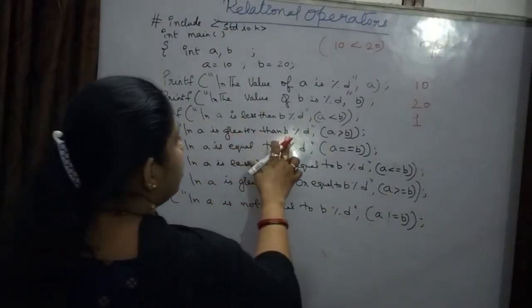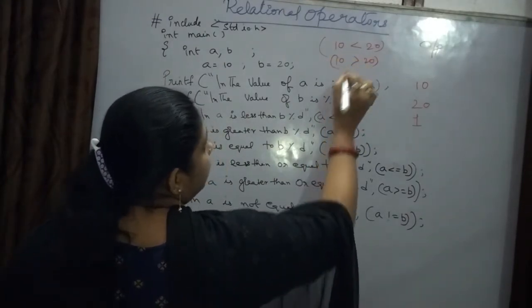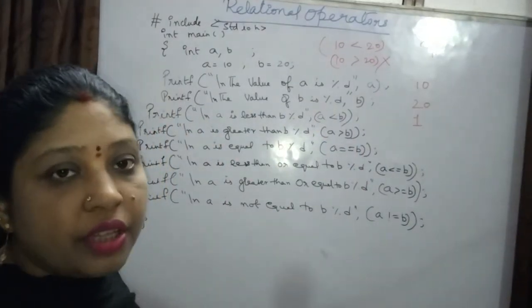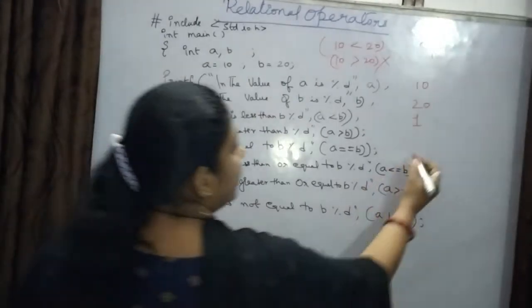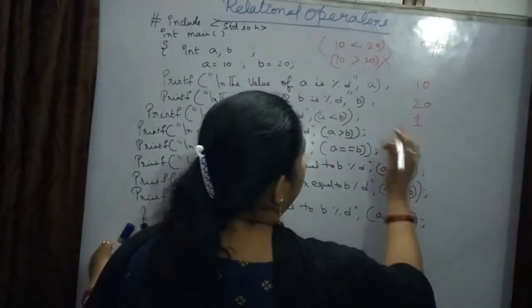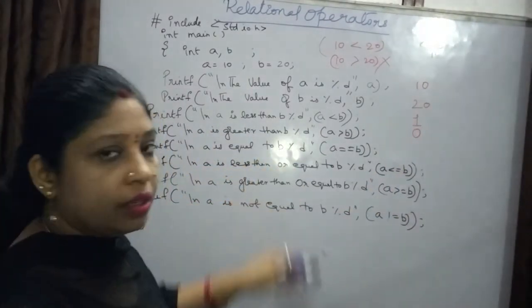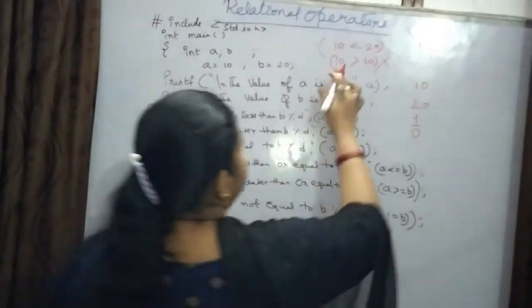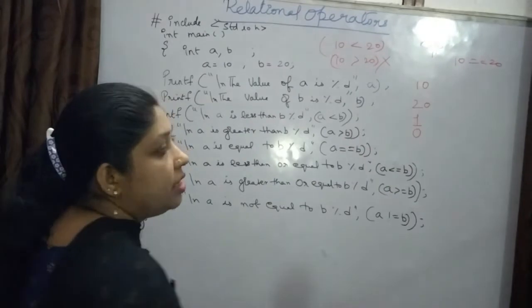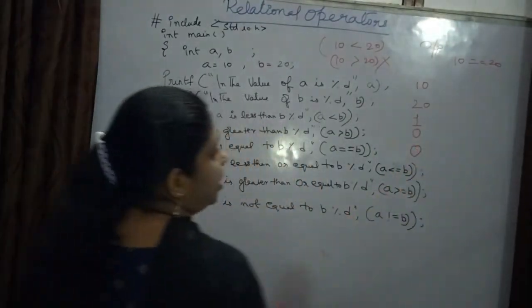Now A is greater than B. Just check it out. A is 10, greater than 20. Is it correct? No, this is wrong. So the condition is false. Then it's going to give the value 0, right? Okay, 0 here. Next, A is equal to B. Check whether 10 is equal to 20. No. So the condition is false, so it returns the value 0 again.